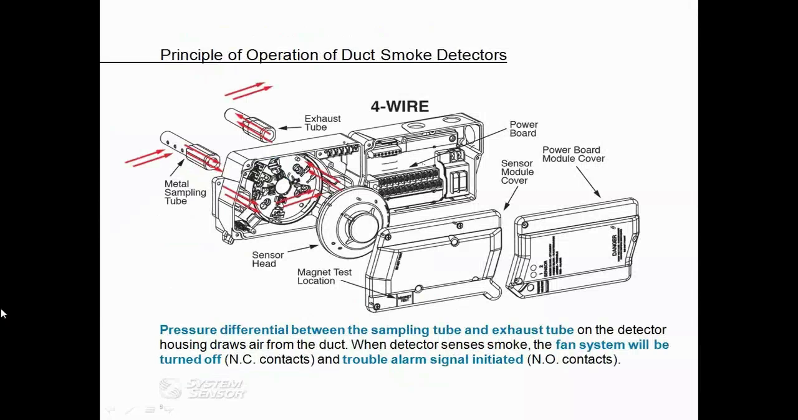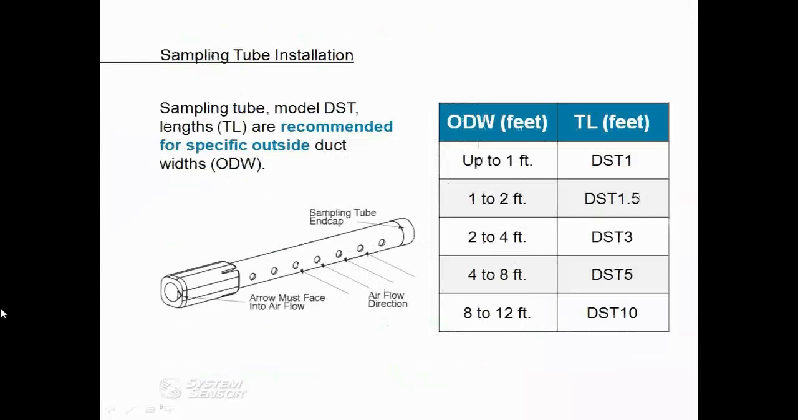And then the differential pressure measurement should be between 0.01 inches of water and no more than 1.11 inches of water. This ensures that your duct smoke detector will function properly in the event that there is smoke present in the duct. When smoke is detected, the fan system will be turned off by the normally closed contact, and the trouble alarm signal will be initiated via the normally open contacts.